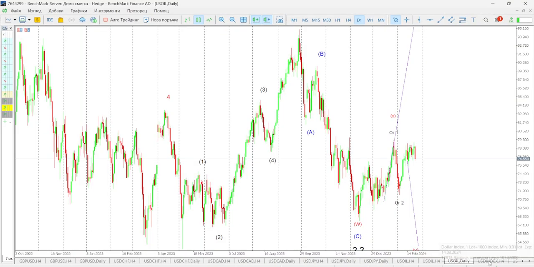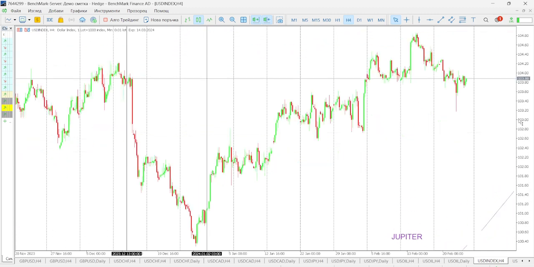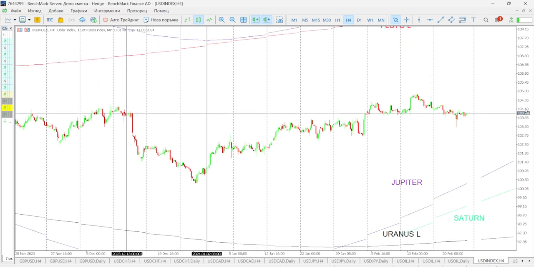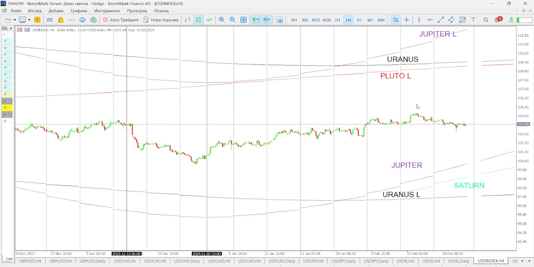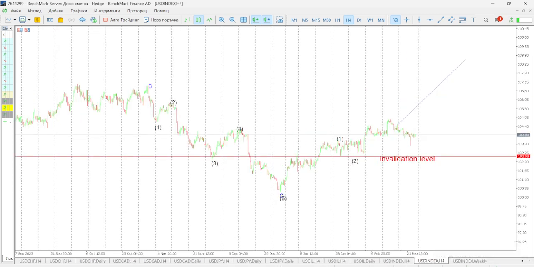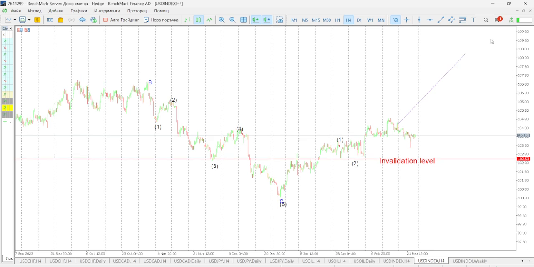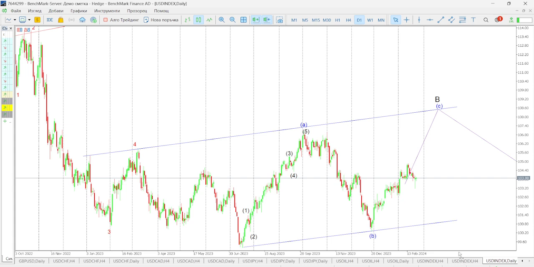And the last and the most important instrument to me is the US index. According to planetary lines, we don't have any planets close to this price. Let me show you in terms of Elliott wave. The invalidation level is still here. The price should continue going up, and on a daily time frame I expect something like that.